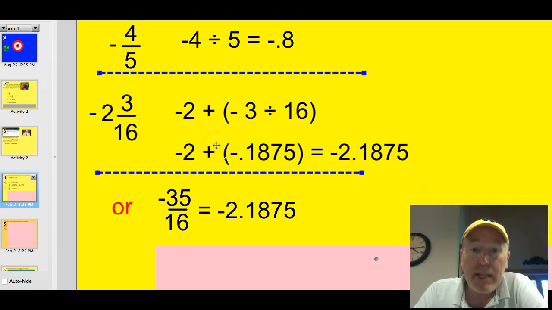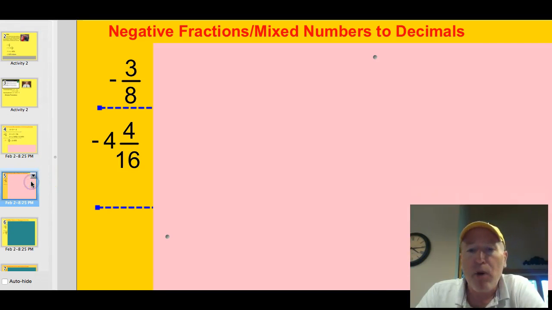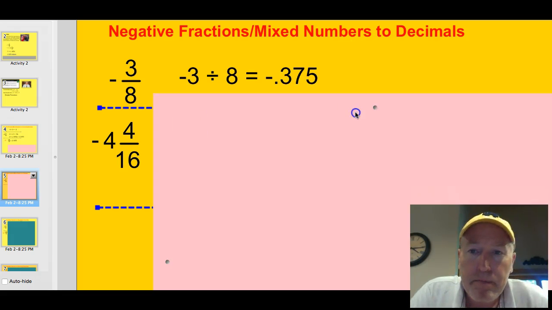I like breaking this down. I think it shows that you understand that both the mixed number and the fraction are negative. Okay, on this next one, I've got some pause problems for you here. So why don't you go ahead and try these two problems. Pause it and write these negative fractions and mixed numbers as decimals. All right, let's see how you did.